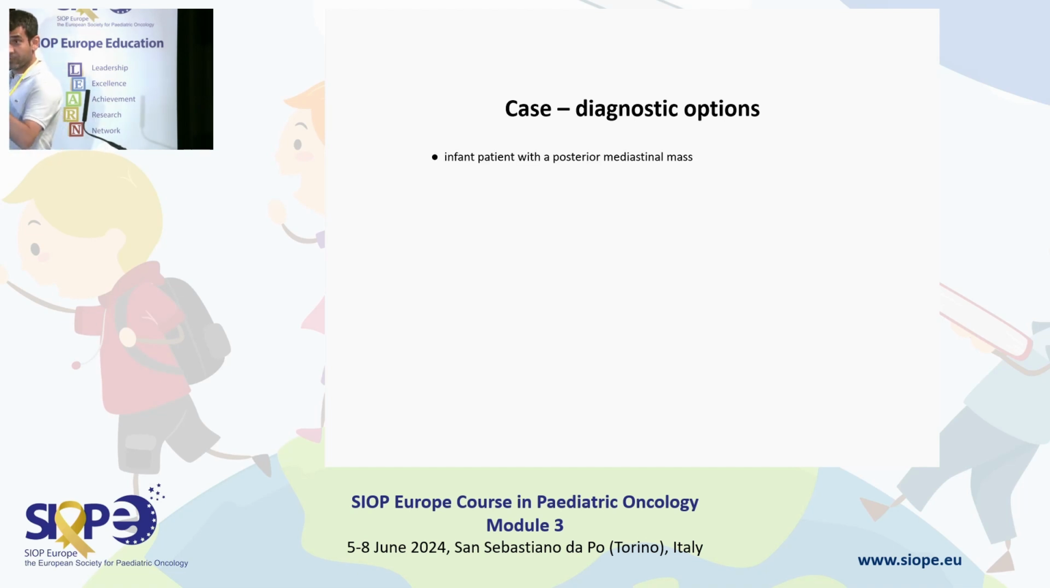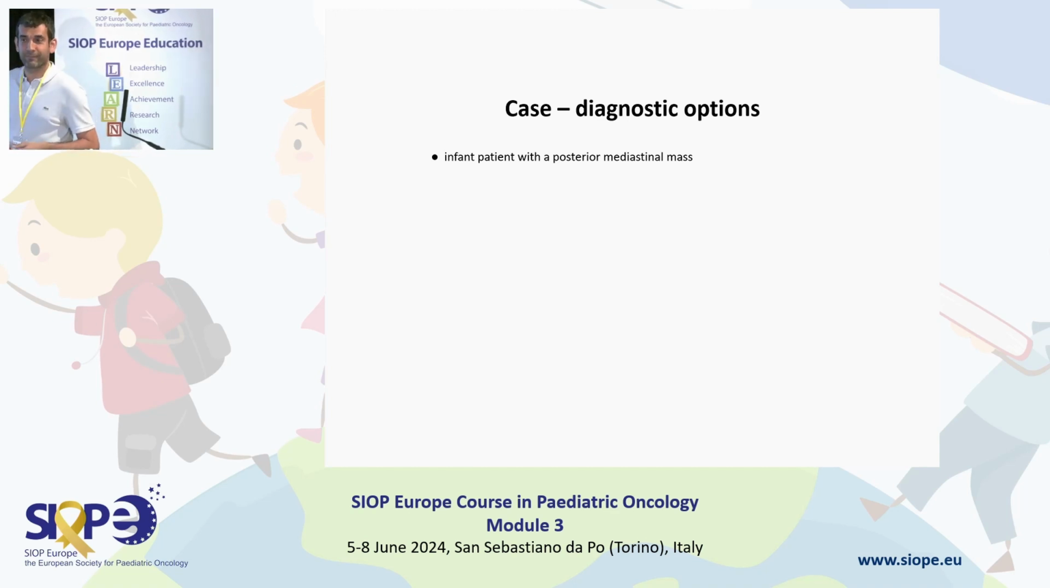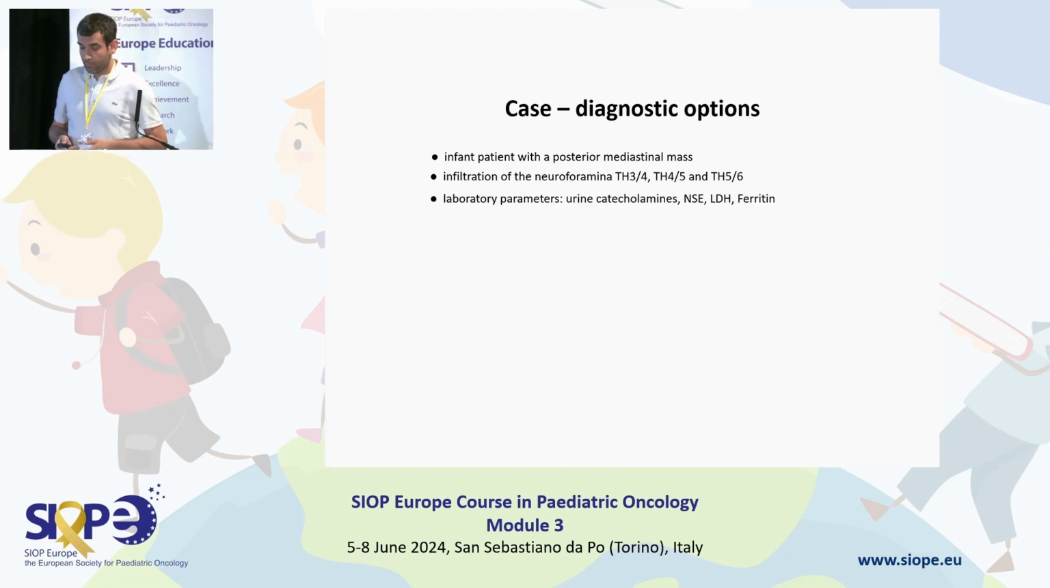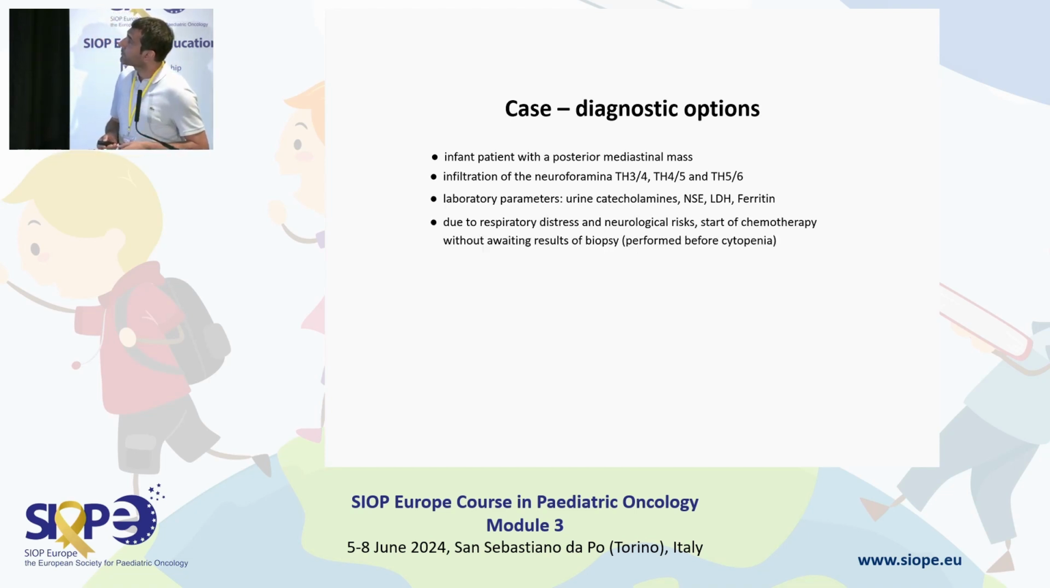It's an infant patient, as you said correctly, with neuroblastoma. Yes, it will be a neurogenic tumor most likely. Yeah, you're right. What we also saw was the infiltration of the neuroforamina. So this is nothing which is done usually by mediastinal non-Hodgkin lymphomas. Then we would of course look for parameters associated with neuroblastoma, so for the urine catecholamines, LDH and ferritin.